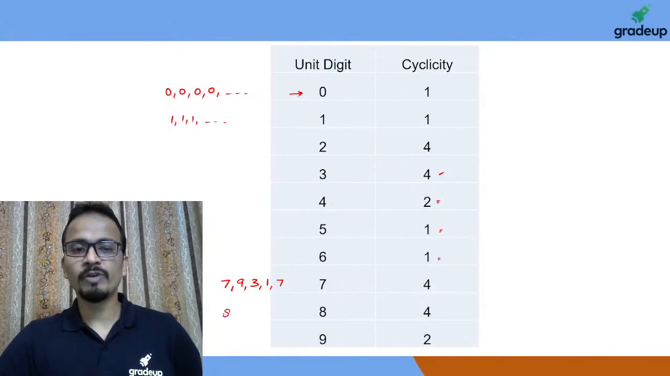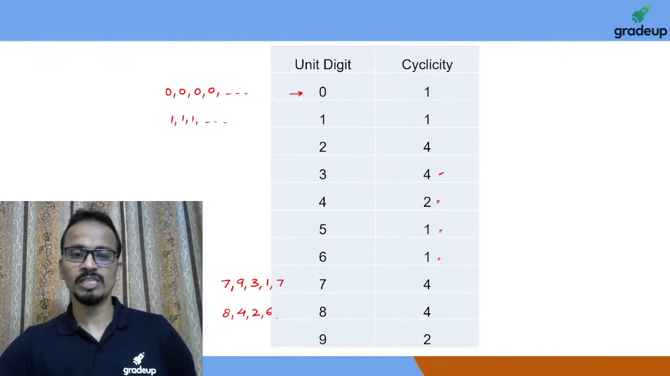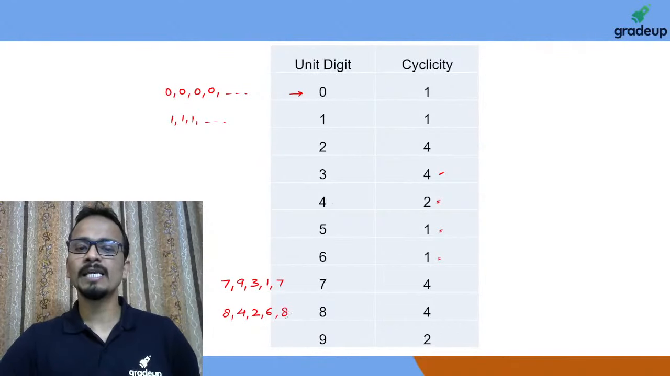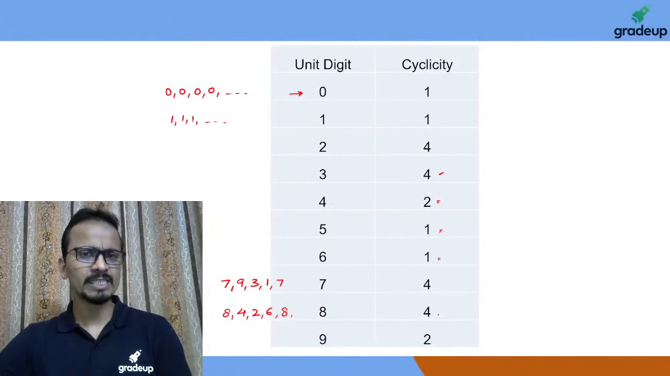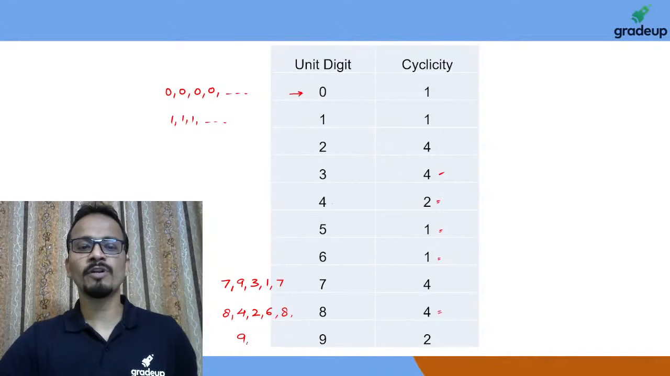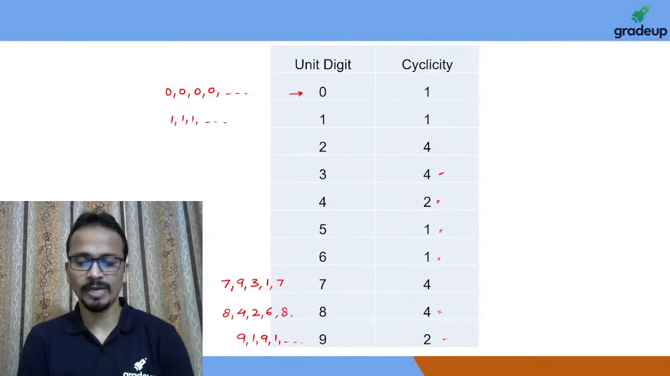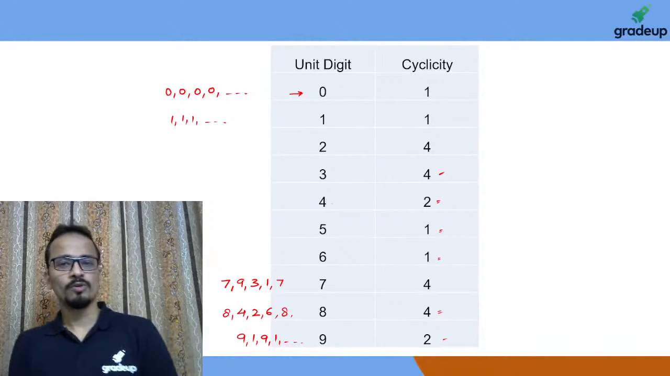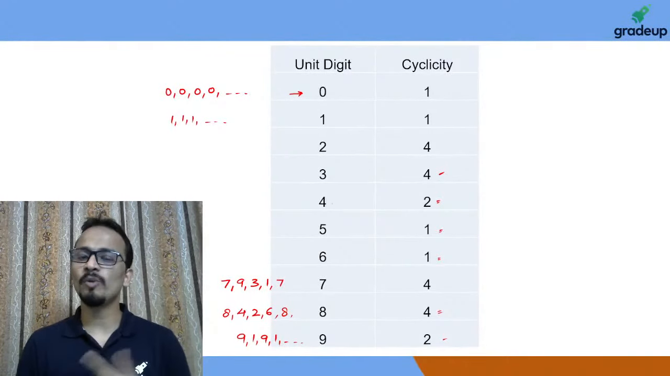For 8, 8 raised to the power 1, 8 square, 8 cube, and 8 raised to the power 4. These are the unit digits, and then again 8 will repeat. So for the powers of 8, the cyclicity for unit digit will again be 4. And for 9 it will be 9, 1, 9, 1, and so on, and hence the cyclicity of 2. I believe all of you now understand how to calculate the cyclicity.